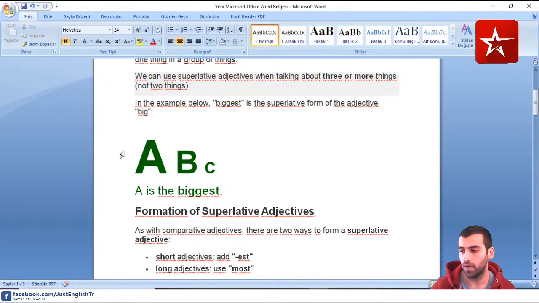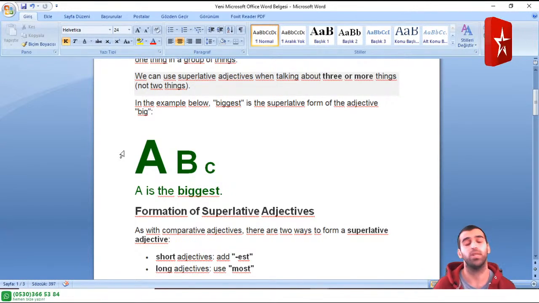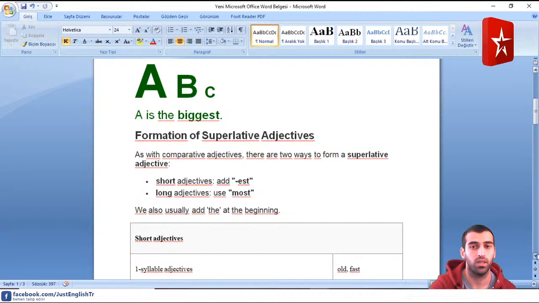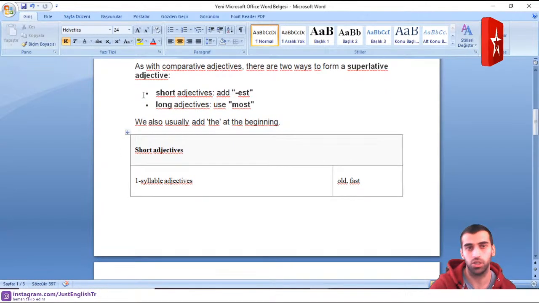So I will tell you how we can make the superlative sentences, the formation of superlative adjectives. As you know, adjectives are divided into 2 groups, 1 syllable adjectives and more than 1 syllable adjectives, like 2 syllables, 3 syllables, or more than 3. So if we have 1 syllable in the adjective, we add est to the end of the adjective. As with comparative adjectives, there are 2 ways to form the superlative adjective, as you see here. Here you can see, short is an adjective.